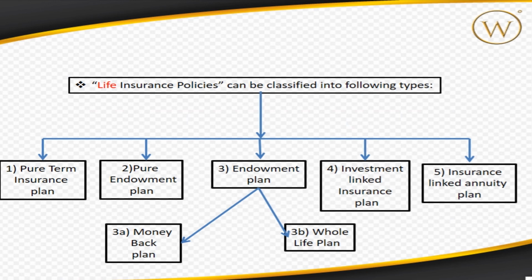So these are the different types of life insurance policies. As you can see, they are designed to meet certain specific financial objectives. So make sure you choose your life insurance policy to match your financial objectives or your financial goals.